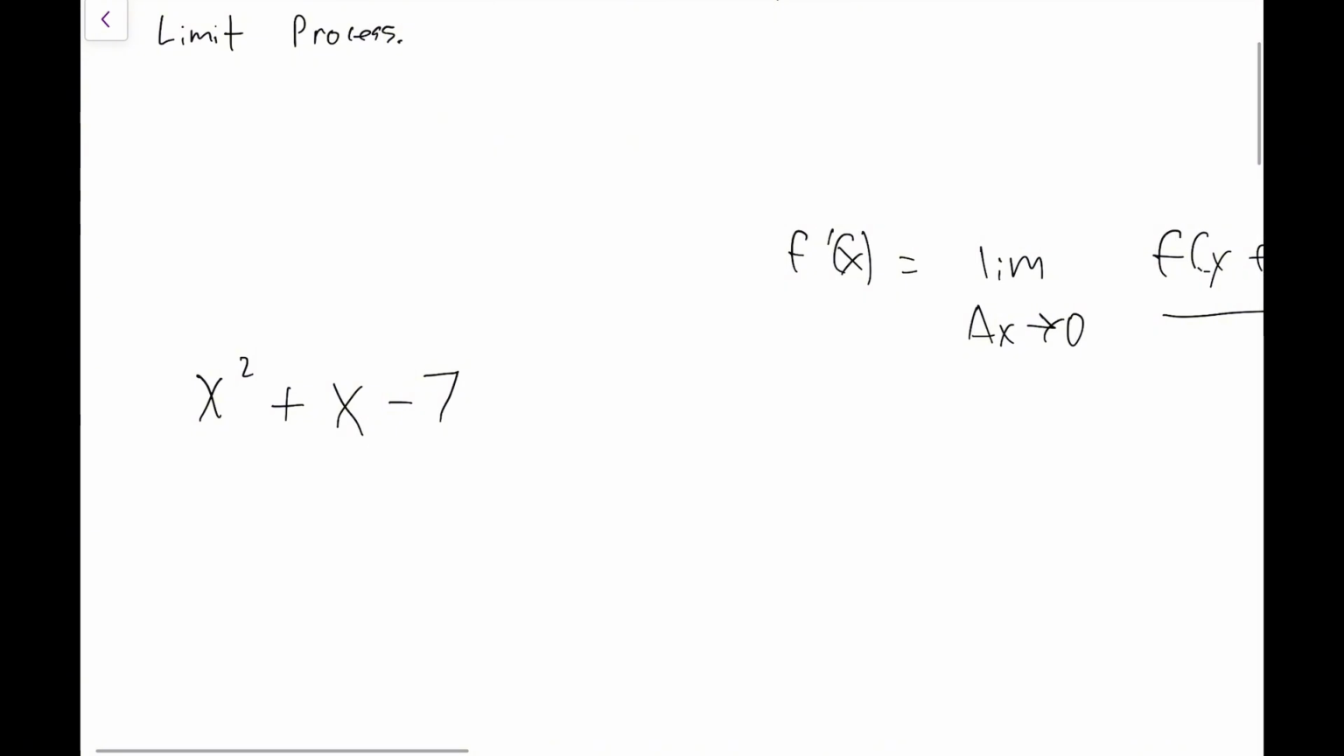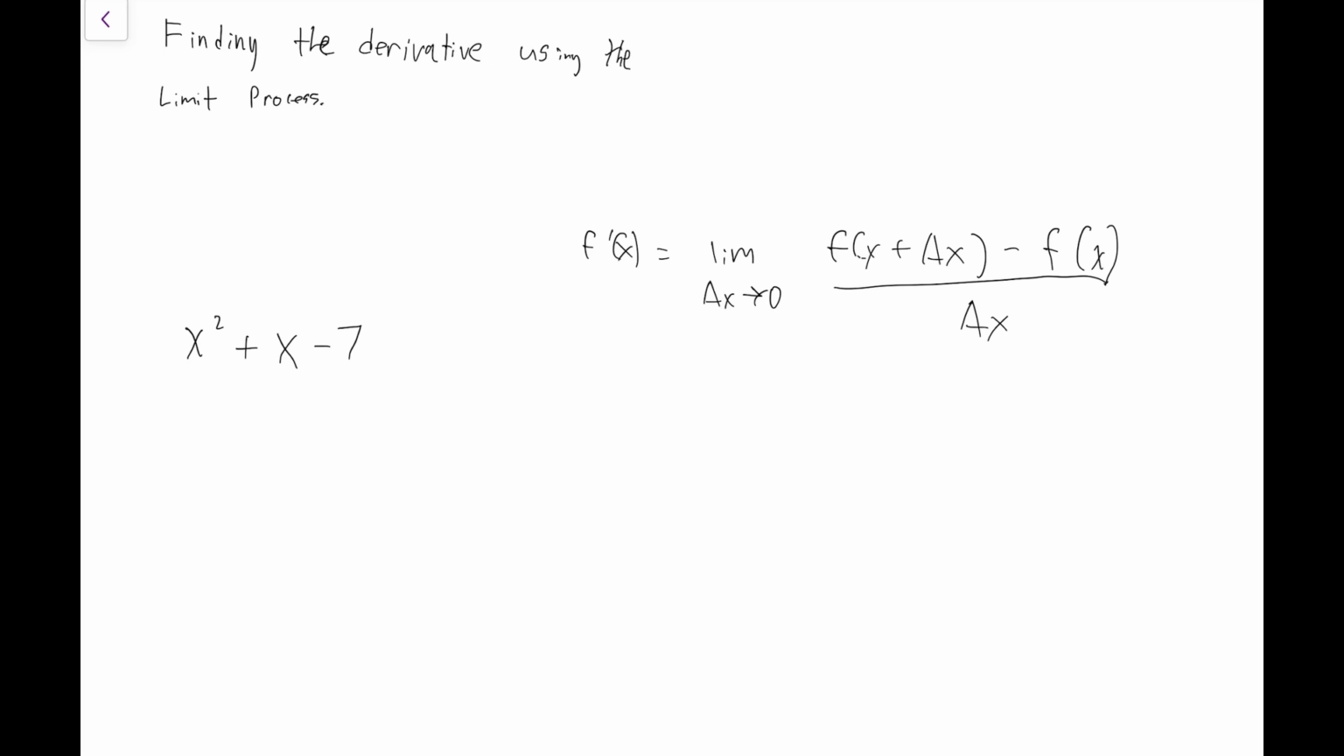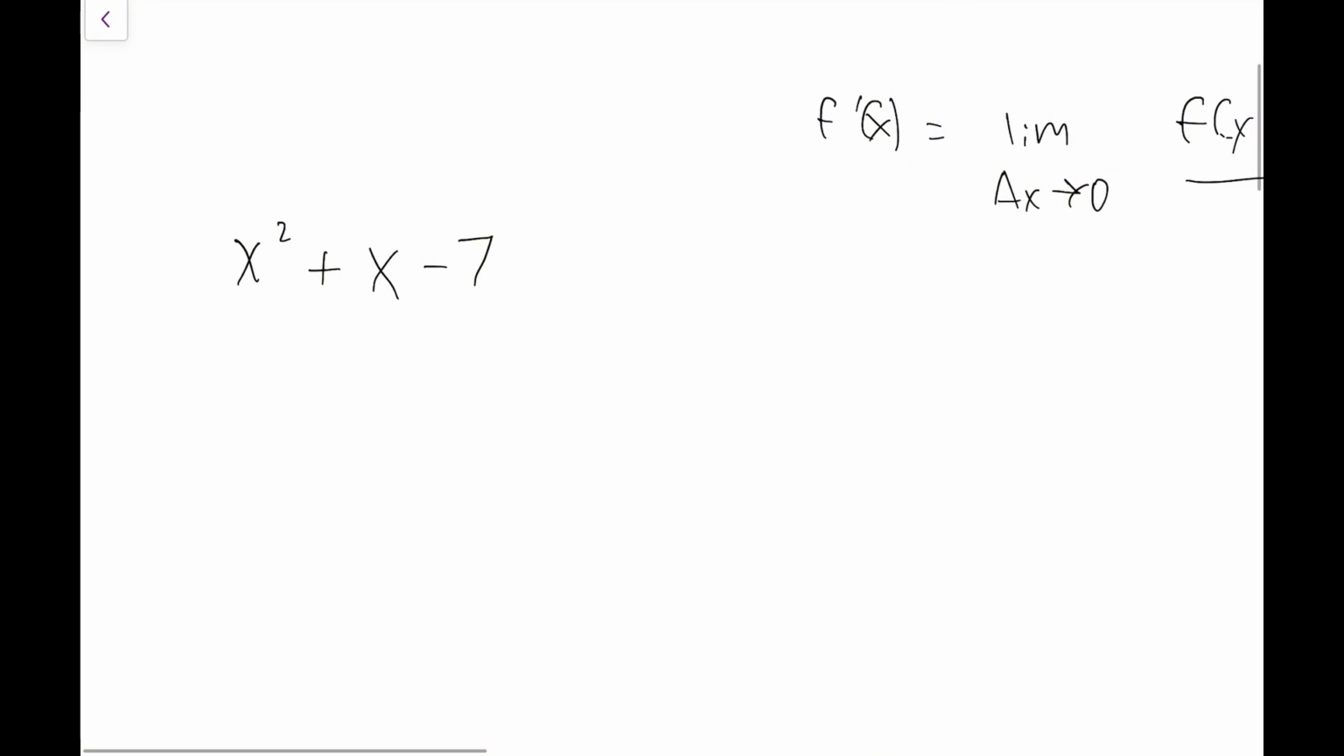So let's look at x squared plus x minus 7. We want to find a derivative of this using the limit process. So we're going to need to memorize a very important equation, which is right over here. F prime of x equals the limit as delta x approaches 0 of f of x plus delta x minus f of x, over delta x. A good thing to note is that wherever you see an x in your original function is where you're going to be plugging in x plus delta x. So let's see what that looks like more closely.